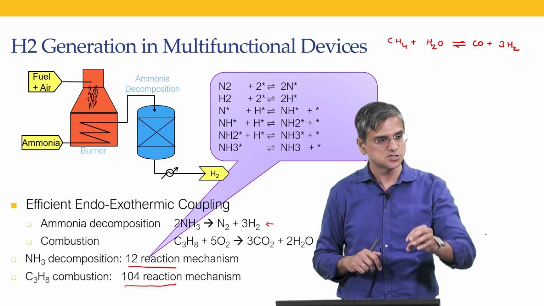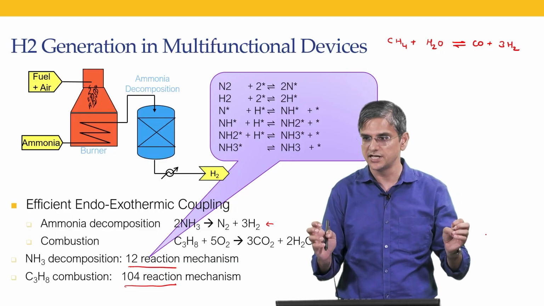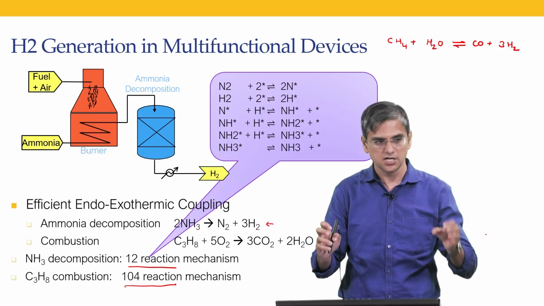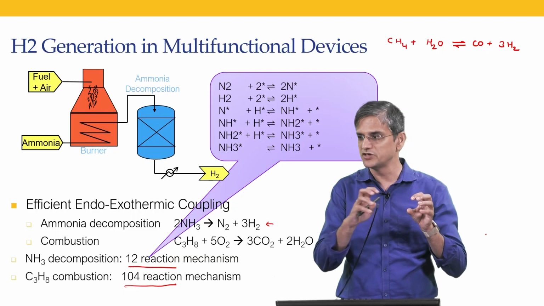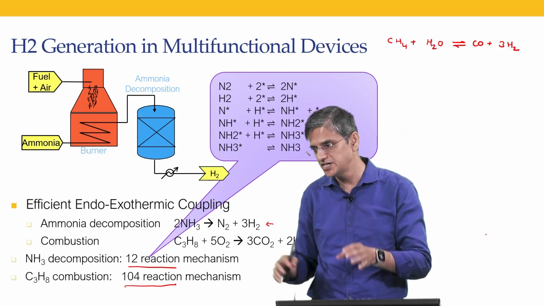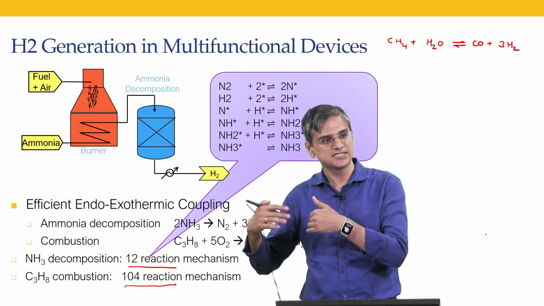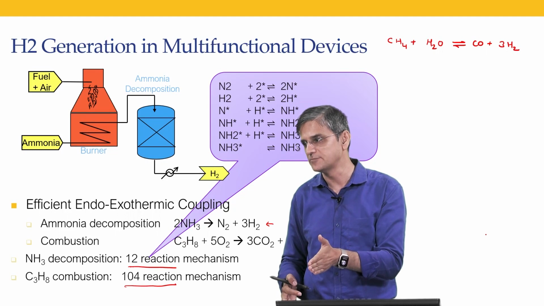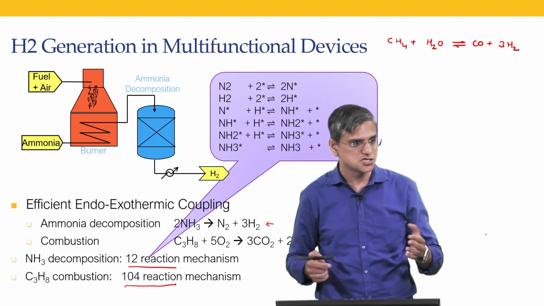Nitrogen comes, sits on the surface, splits as N and N. Hydrogen comes, sits on the surface, splits as H and H. N and H will react together to give NH. NH will react with H to give NH2. NH2 will react with H to give NH3, and then NH3 will desorb. So there is adsorption, reaction, desorption steps. These are all Langmuir-Hinshelwood type of steps.